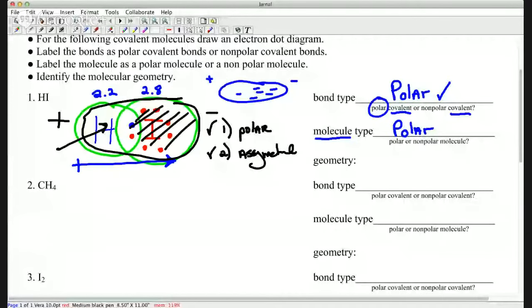Okay, so back to CH4. Oh, say the geometry. The geometry is linear. Not too bad, right? So the key for number one is if you only have one bond, and the bond is polar, the molecule has to be polar, because what makes a polar molecule is that polar bond. It creates that unequal distribution of electrons.